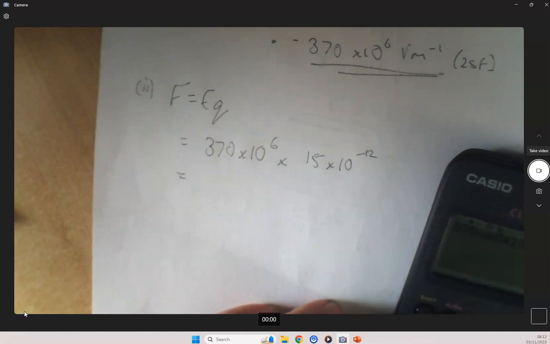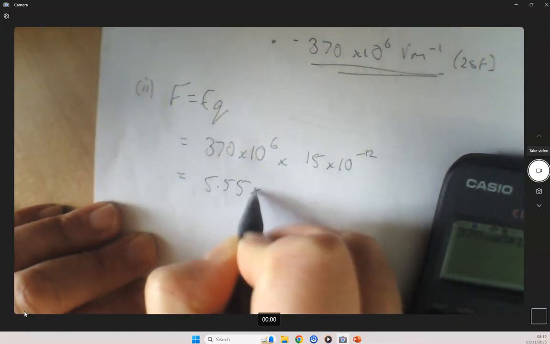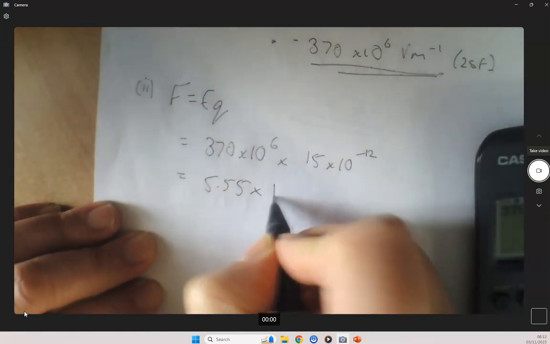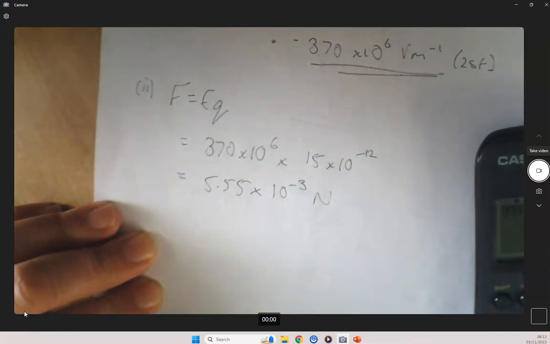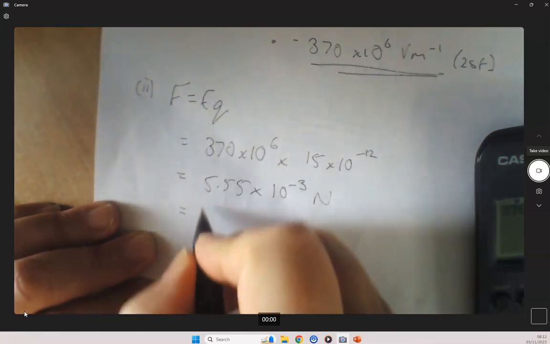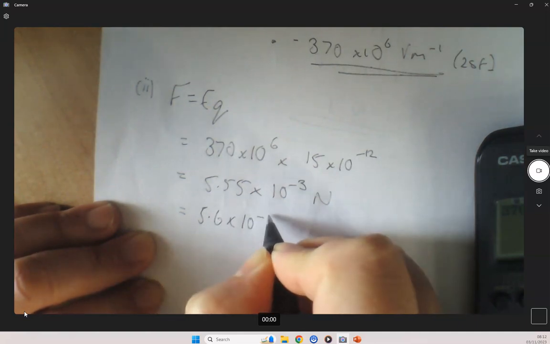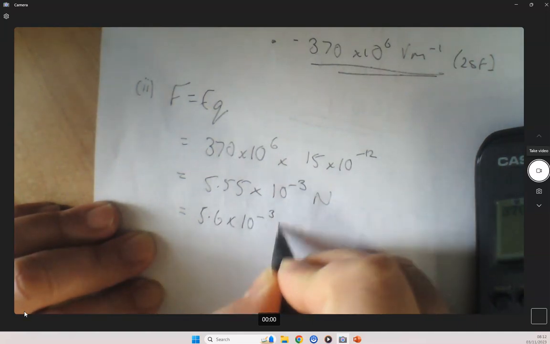And that gives me 5.55 times 10 to the minus 3 newtons. So again, I've got two significant figures going into these things. So I'm going to go for an answer of 5.6 times 10 to the minus 3 newtons.